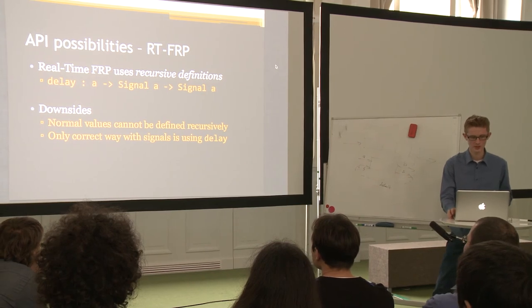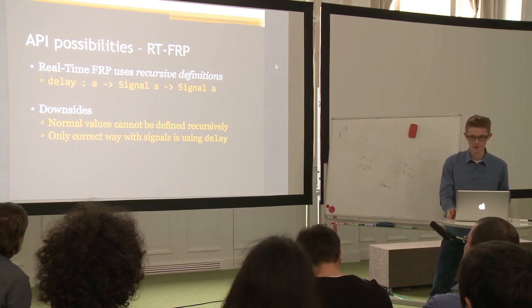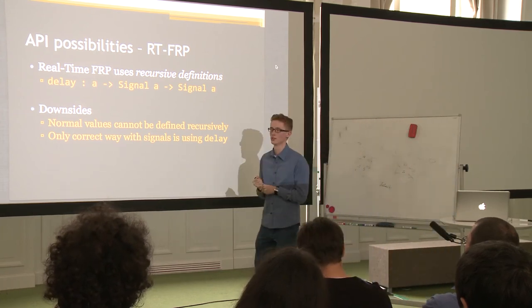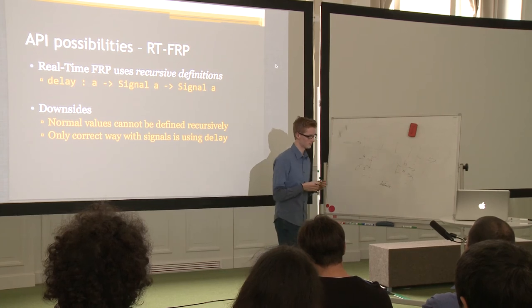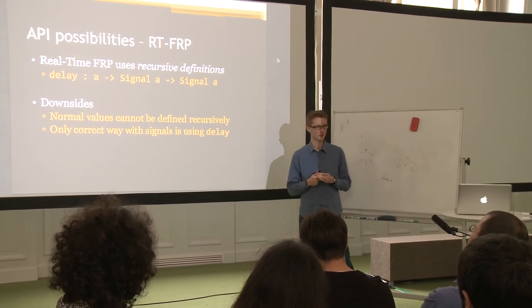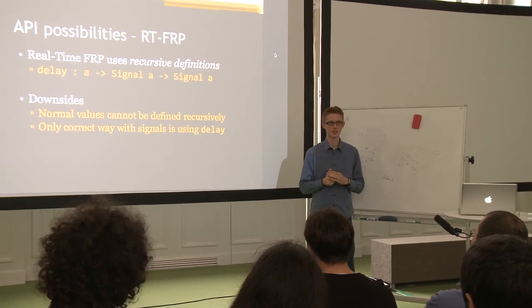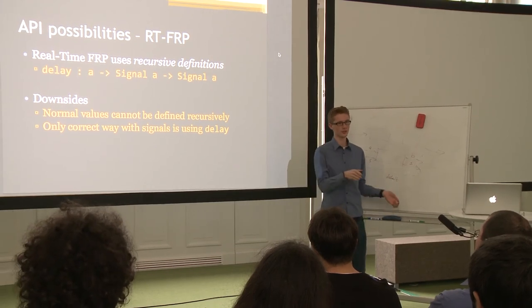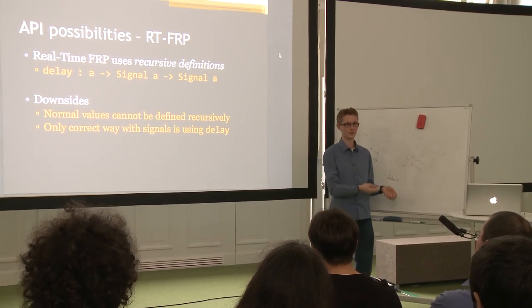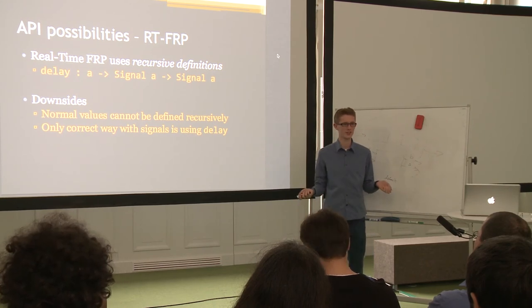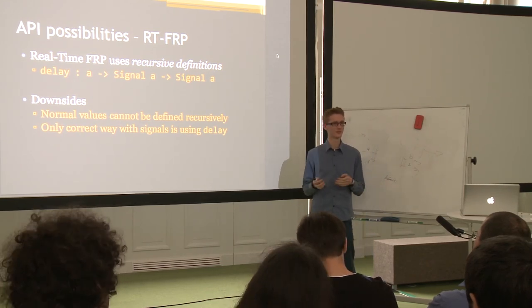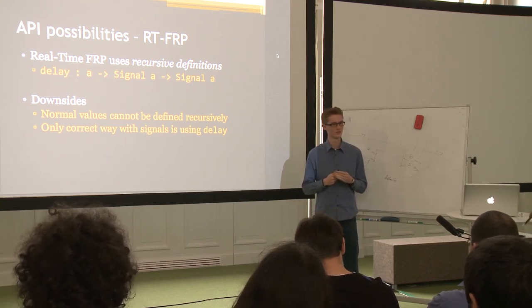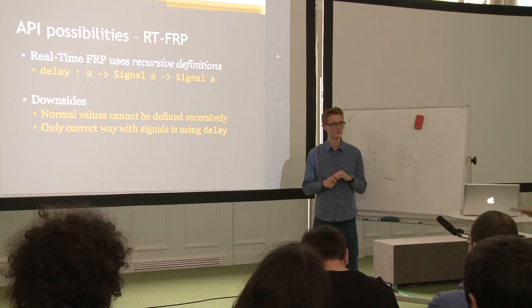So real-time FRP does something else. They allow recursive definitions. And that's a bit of a problem in Elm, because even if you would allow this for signals and make it work, then still for normal values, you can't write recursive definitions, so that would be weird. It's also weird because the model they want in real-time FRP is one where the graph itself generates itself as it goes. So they want infinite. Really?